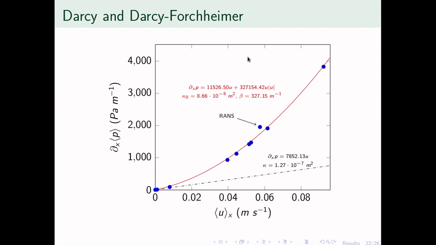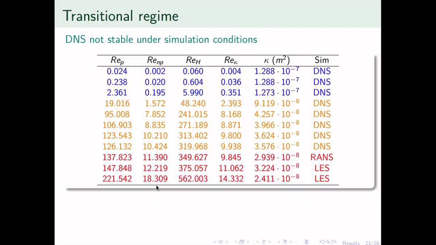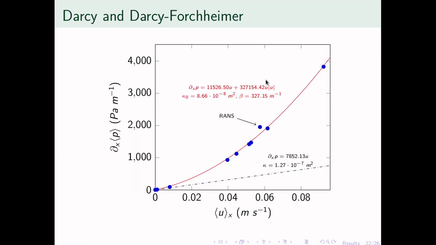Here we have the calculations using Darcy and Darcy-Forchheimer equations. You can see that as we increase the average velocity of the flow, only the first 3 points, which we show were approximately constant, were able to fit the traditional Darcy's law. This dotted line here is the prediction using Darcy's law. So we have kappa on the order of 1.25 times 10 to the minus 7 square meters.